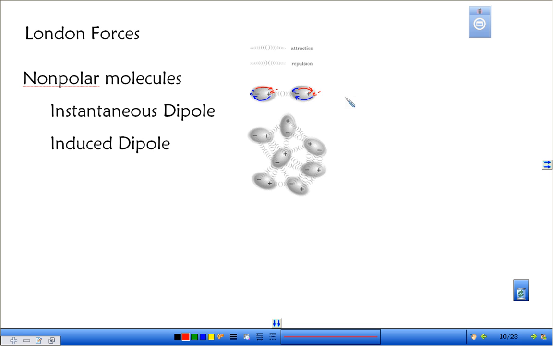Now, in London forces, the smaller the molecule, the less attracted those molecules are to one another. The longer the molecule gets, the more they tend to stick together. Even though they're nonpolar, they tend to bind together. I always think of small molecules as being like dry rice, as opposed to something like long spaghetti. The longer the chain, the more they intermingle and hold together. And so those instantaneous and induced dipoles are created between those nonpolar molecules.